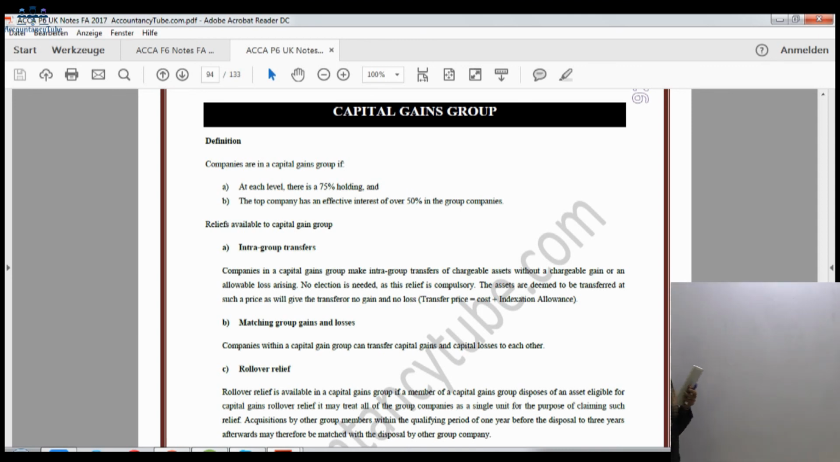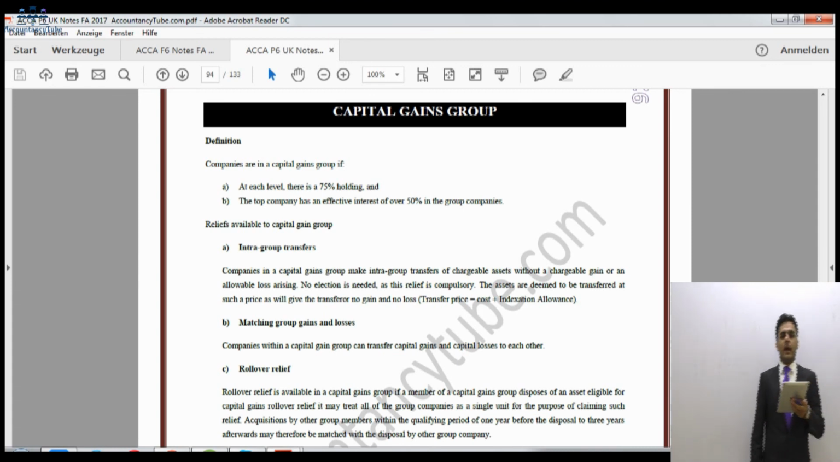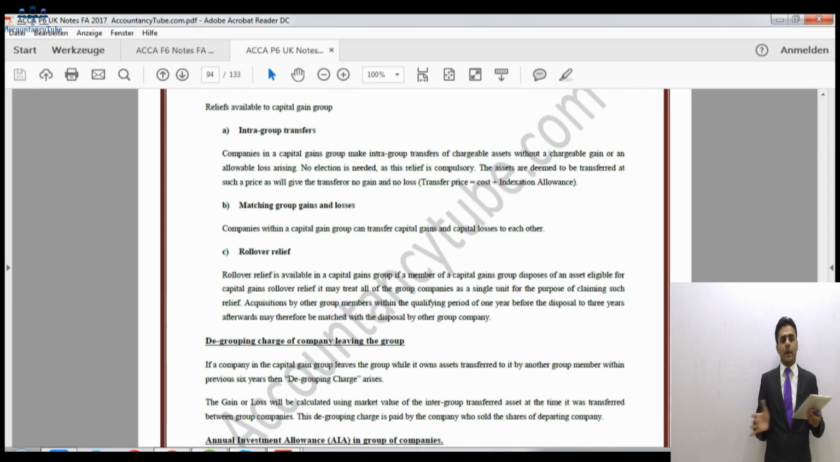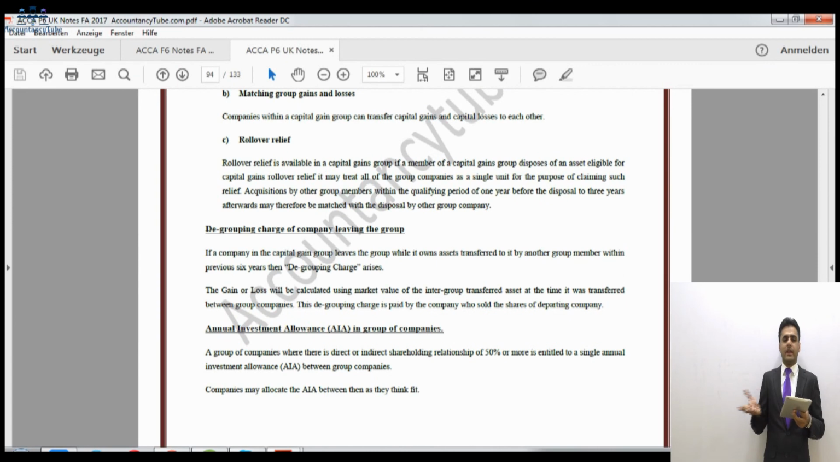And after that, it says the annual investment allowance in a group of companies. So like rollover relief, for annual investment allowance purposes as well, the whole group will be considered one single unit. So there will be one annual investment allowance for the whole of the capital gains group. All right, and they can use it whatever way they want. So there's no restriction on that. One company can use all of it, or 3 companies can use it between them as well, so there is no restriction on that. All right, so that was our capital gains group.